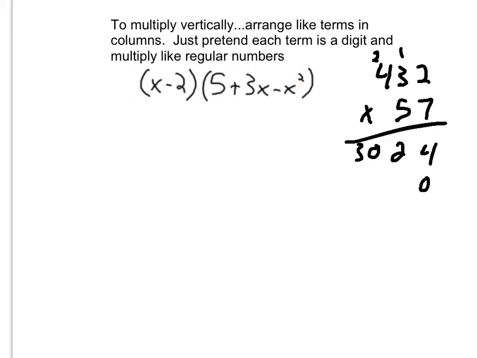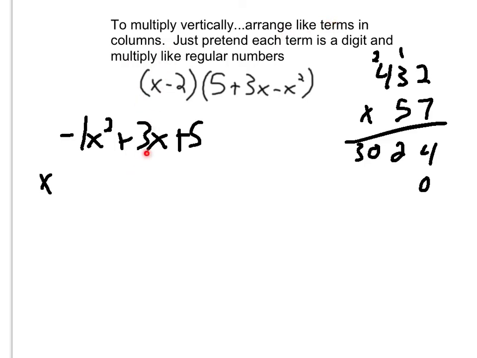Well, we can do that the same way with polynomials. First thing we do is notice when we multiply numbers like this, we always put the one with more digits on top. So we're going to go ahead and do that to start with. So arrange this in descending order. We're going to have negative 1x squared plus 3x plus 5. And we're going to multiply that by x plus negative 2.